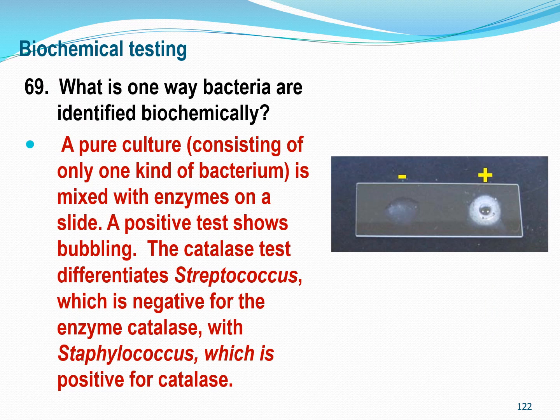So what is one way bacteria are identified biochemically? So a pure culture, and we talked about how we got a pure culture, right, consisting of only one kind of bacterium, is mixed with an enzyme on the slide. A positive test shows bubbling. The catalase test differentiates Streptococcus, which is negative for the enzyme catalase, from Staphylococcus, which is positive for catalase. So we understand that this is a chemical analysis we can do that can help us positively identify the difference between a strep infection and a staph infection.